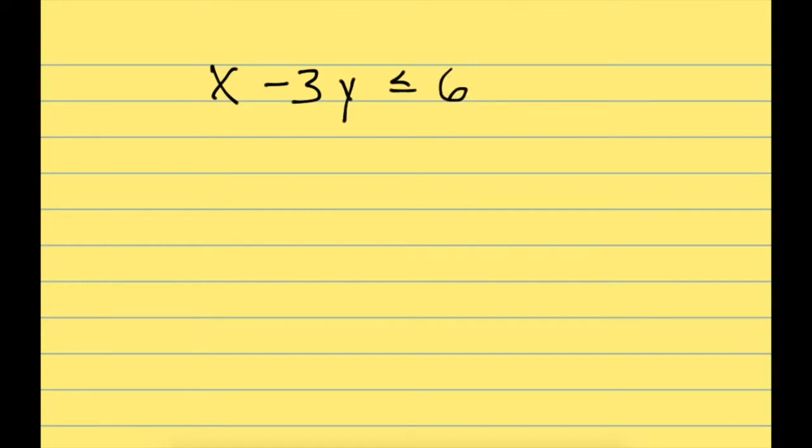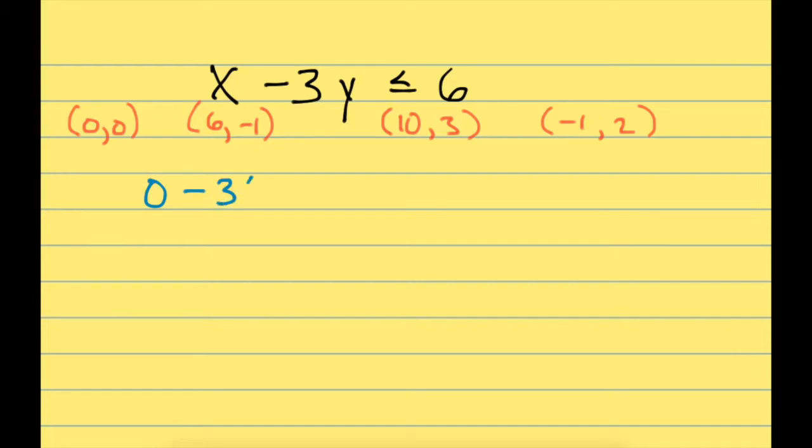It gives you several options: (0, 0), (6, -1), (10, 3), and (-1, 2). Now to check if a point is a solution of an inequality, we simply have to plug that point in. Plug in the appropriate points for x and y. So if we want to plug in (0, 0), we plug in 0 for x and 0 for y, and we see if that is a true statement for our inequality.